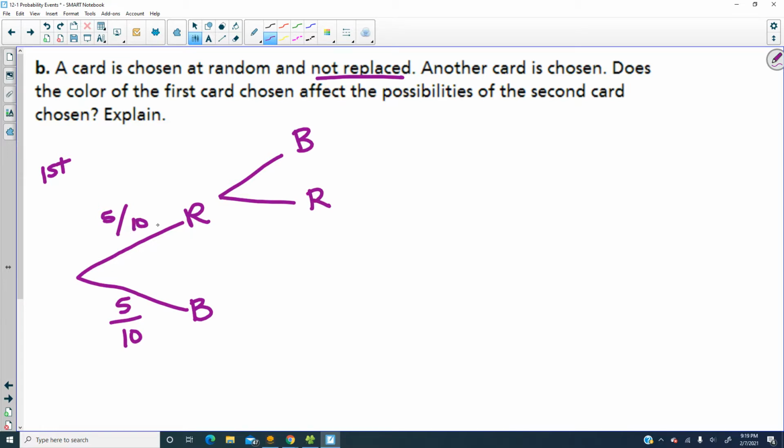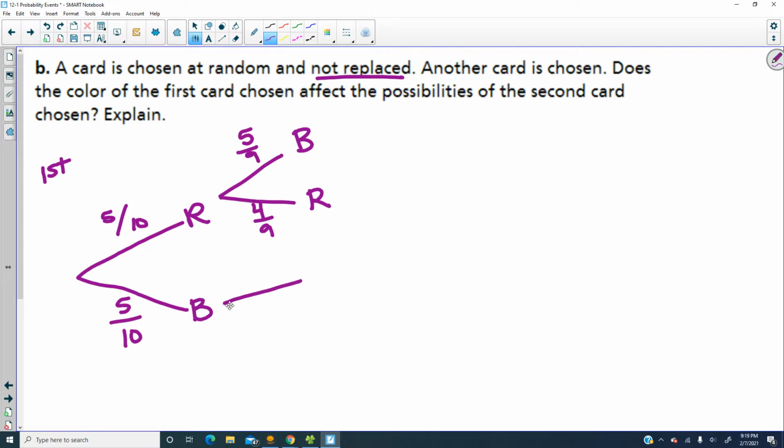But there's no longer 10 cards in the deck because they're not replaced. There's only 9 left. Now if I drew a red and took it away, then there would still be 5 black cards left. But if I drew a red and took it away, there would only be 4 red cards left. So you see how these probabilities are changing?